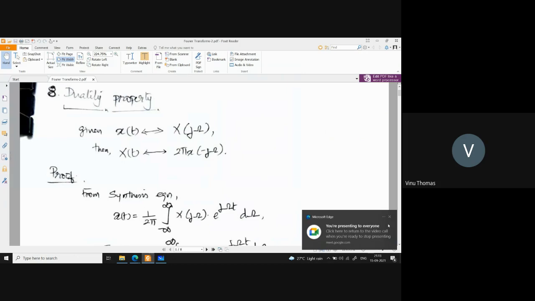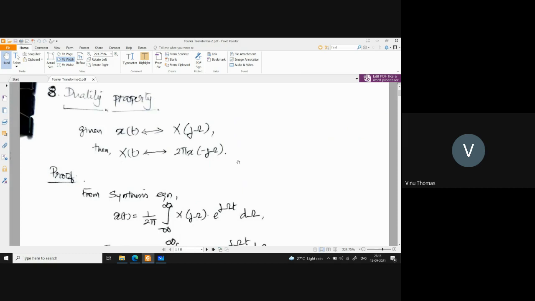So we will now discuss the rest of the properties of Fourier transform. Do not give much credence to the numbering of the properties here. The duality property states that if x of t has got a Fourier transform given by X of j omega, you can also represent this as X of omega, as we have seen. Then capital X of t will have a Fourier transform given by 2 pi x of minus j omega. You can also write this as 2 pi x of minus omega.